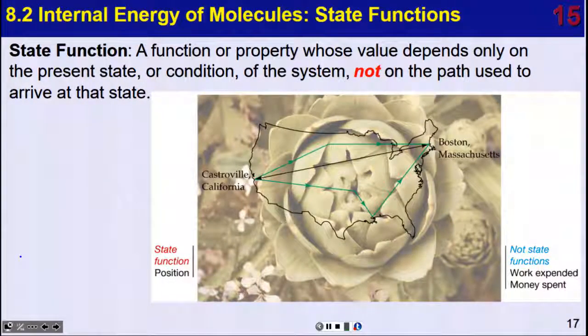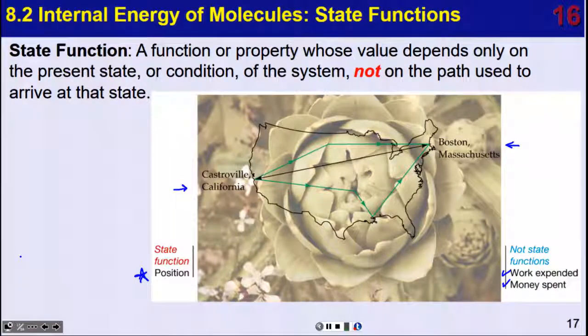So if you're going from California, where they grow avocados, to Boston, Massachusetts, we don't care how you got there. We don't care how much money it took you. It doesn't matter which path you took. Those are not a state function. But where you are situated, that is a state function. So it depends on where the present state is. You're either in California, you're in Massachusetts, whatever route you took to get there, whether by car, by plane, by bus, who cares? Those are positional things.